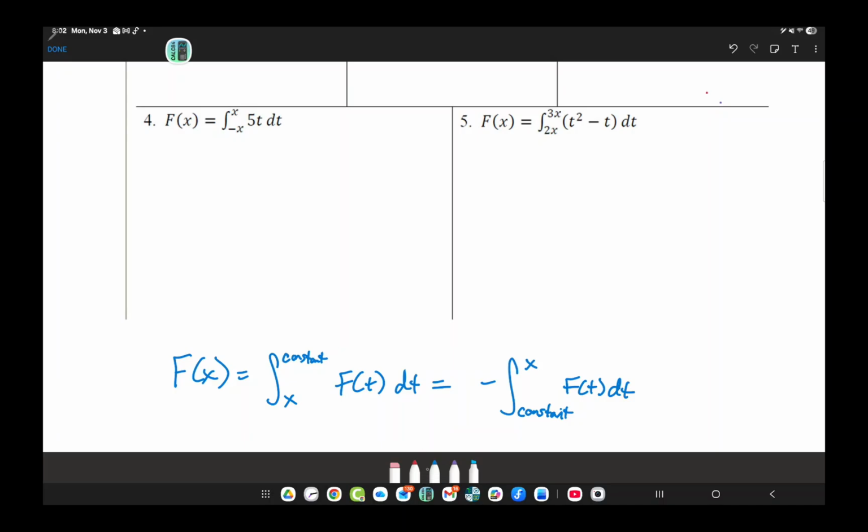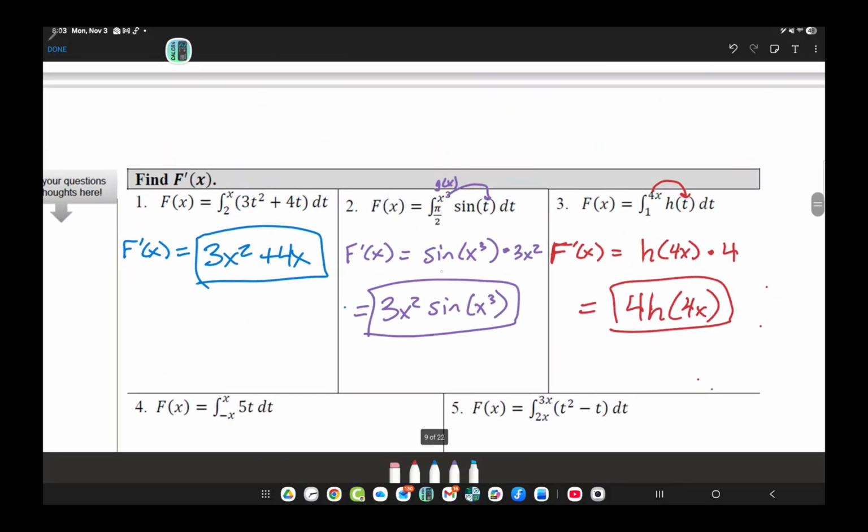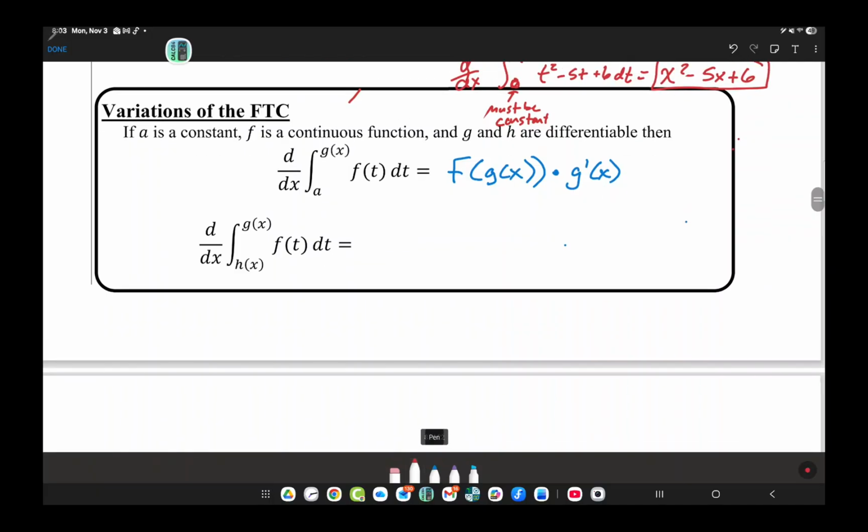But what happens if both your lower and upper bound are variables, are functions themselves? So that's the second part here. Now, it's really not too bad. It is going to be this same thing. It is going to be f of g of x times g prime of x. But the second part is minus f of h of x times h prime of x. So you would just subtract the two bounds. You plug them both in just like you would with the upper bound. The change here is that it is minus between the two.